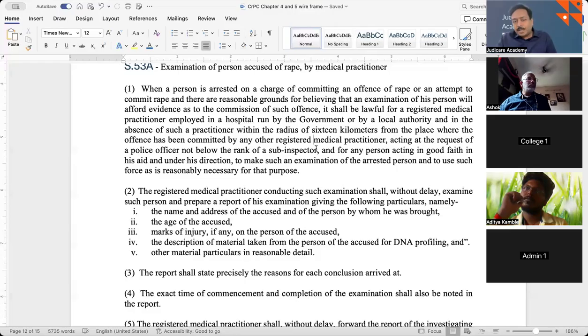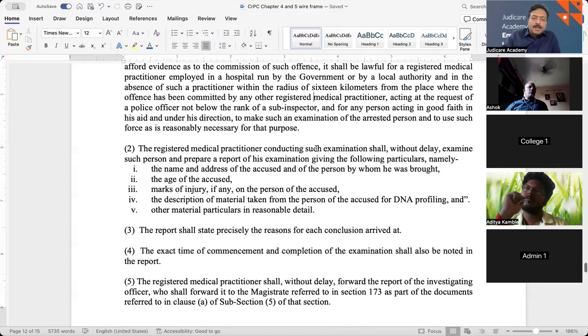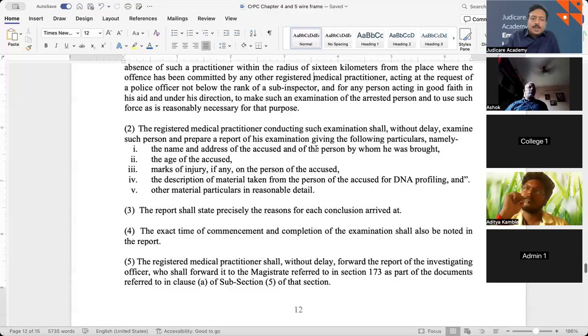The name and address of the accused and of the person by whom he was brought, the age of the accused, marks of injury, if any, on the person of the accused, the description of material taken from the person of the accused for DNA profiling, and other material particulars in reasonable detail. So this is all taken for the accused of rape. The report shall state precisely the reason for each conclusion arrived at, and the exact time of commencement and completion of the examination shall also be noted in the report.